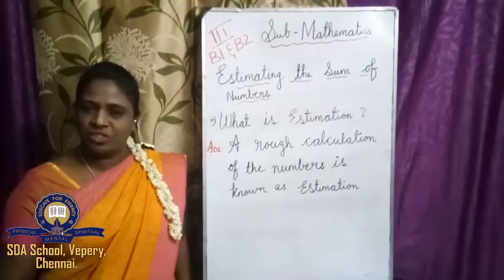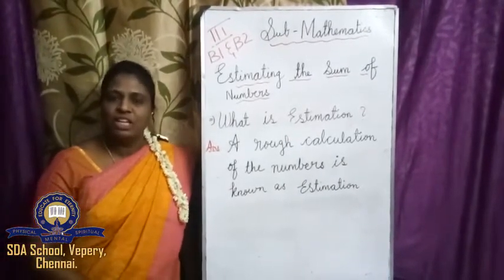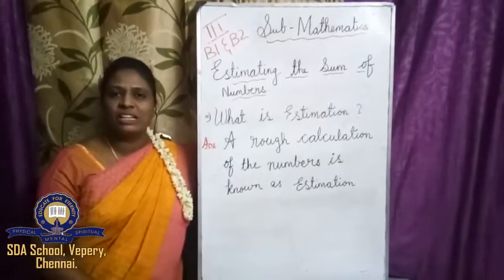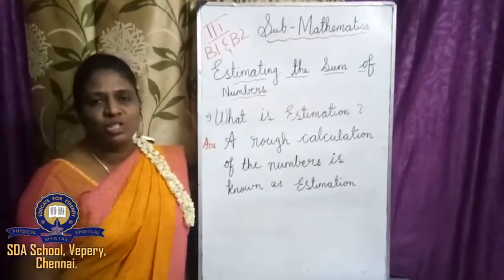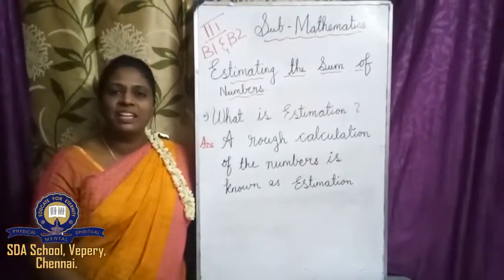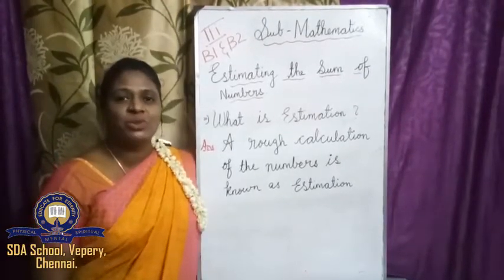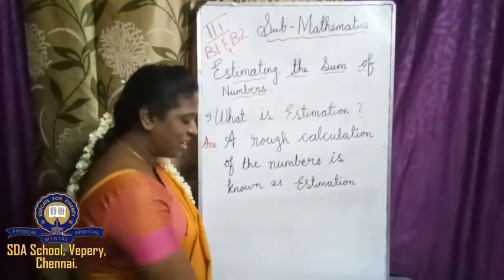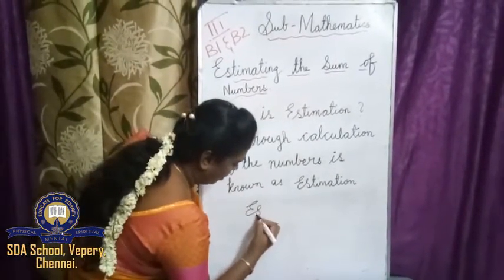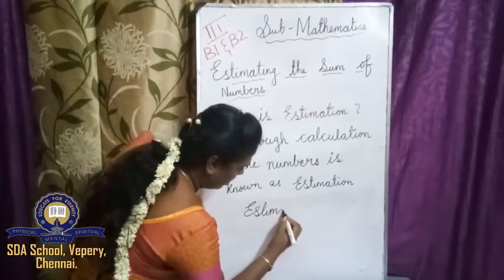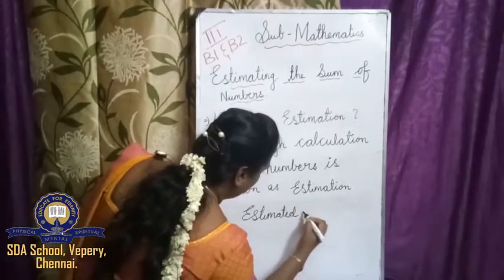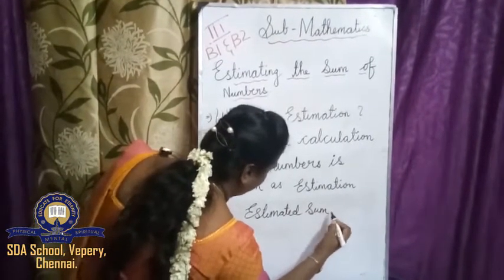Think tomorrow is your birthday, child. So your mom asks, oh my son, tomorrow is your birthday, so how many chocolates do you need to take to your class? So you say, Mom, in my class, I think there are 36 students. Okay, let's write down. This is just an estimation. I'll just tell you with an example. We will write like this: estimated sum.